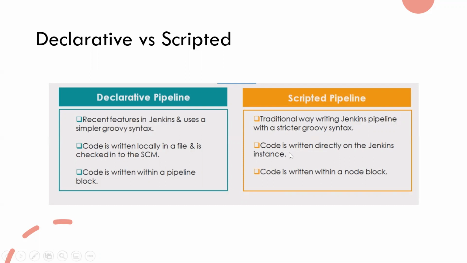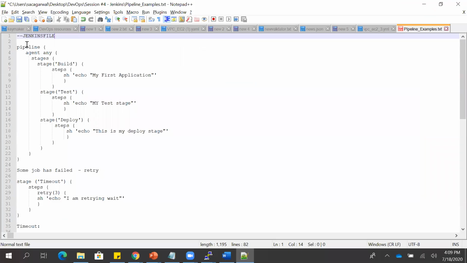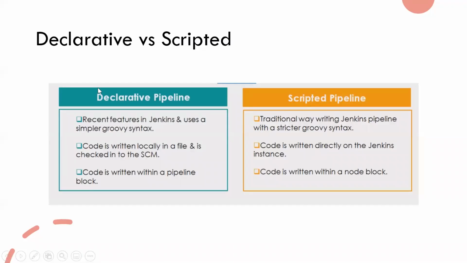Scripted, you can write under the Jenkins instance only. Declarative, you can write locally, name it Jenkinsfile, and push into GitHub. Scripted starts with a node block, declarative starts with pipeline. The rest of the syntax is the same. Just these are the two differences.